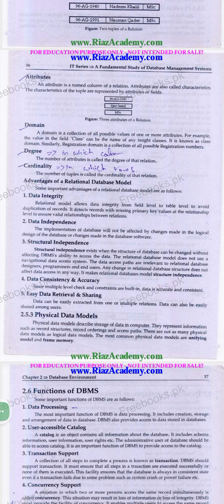And a domain is the collection of all possible values of one or more attributes. For example, if we talk about the class name, the name of any given class is known as the class domain. Okay. Similarly, the registration domain is a collection of all possible registration numbers. This is called a domain. It means any registration must lie within the registration column. That means this is the registration domain.